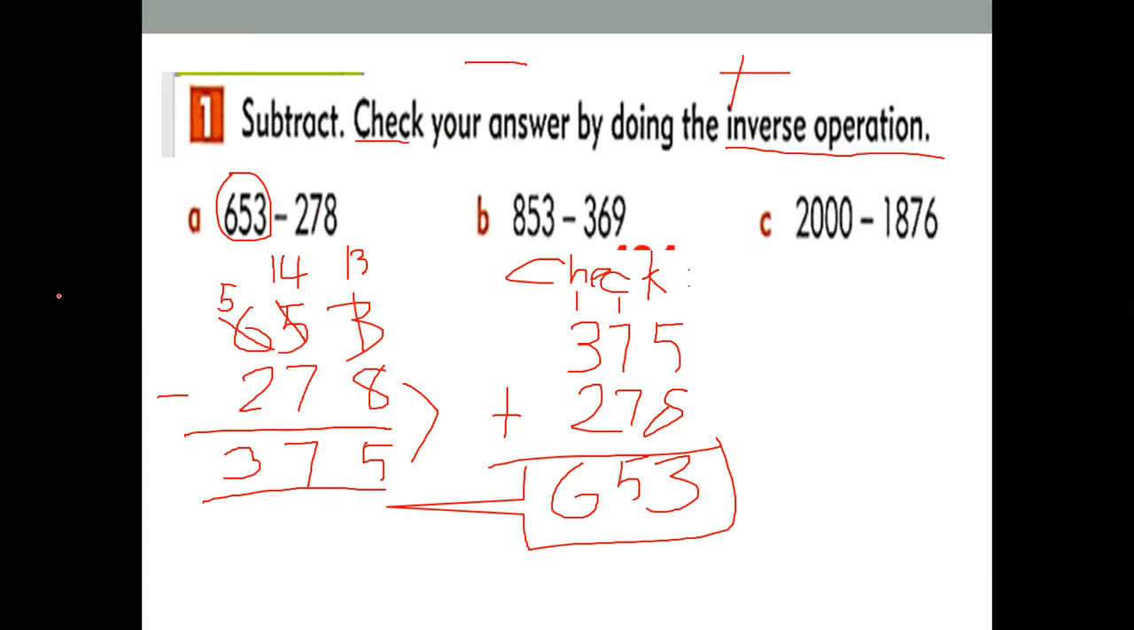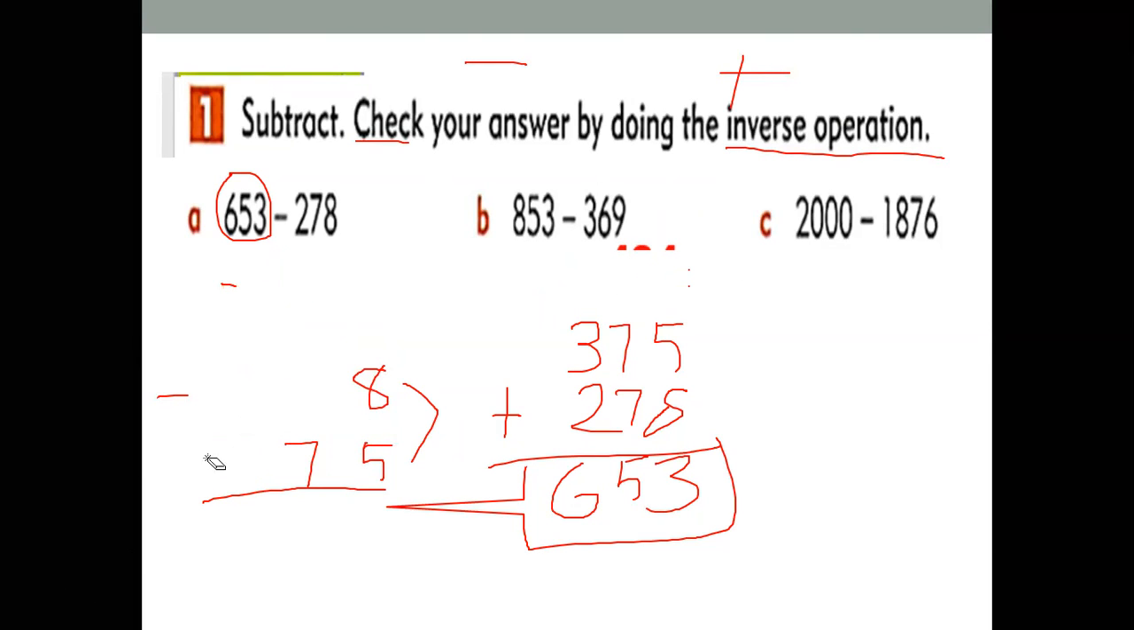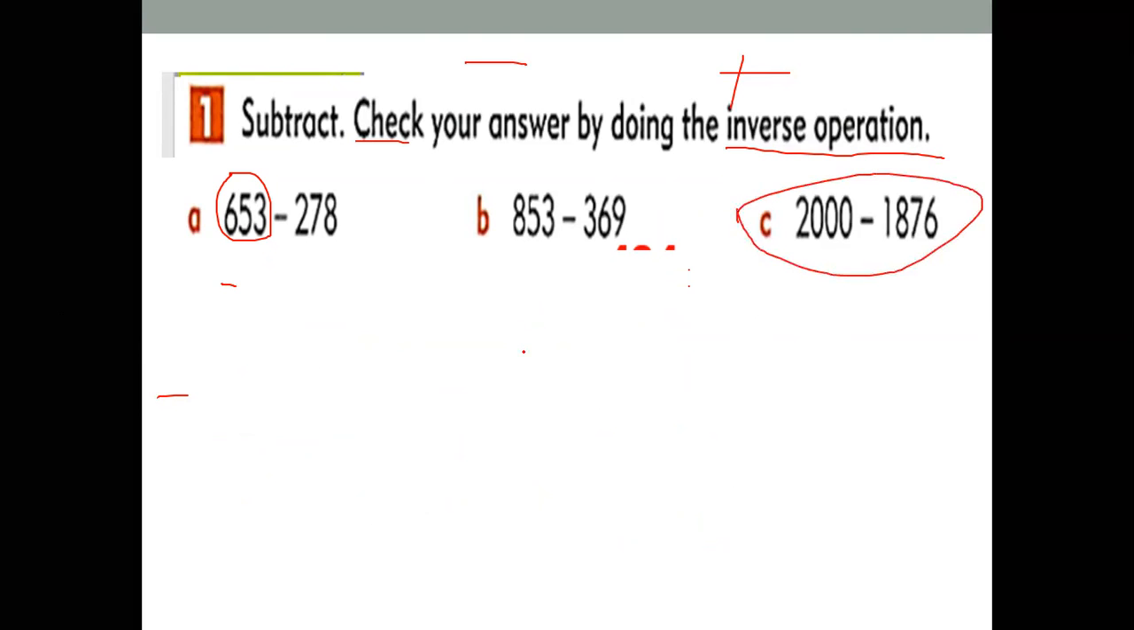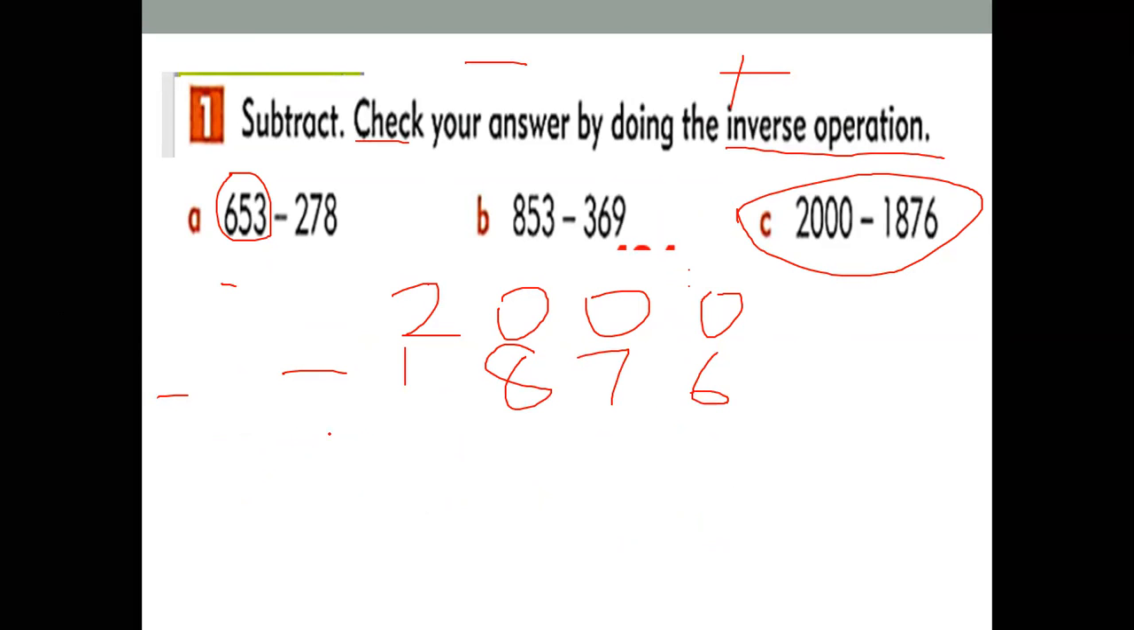Let's give another example. Let's do letter C, and you can do letter B by yourself. Okay? So let's do 2000. We are doing now letter C. So 2000 minus 1050 876.